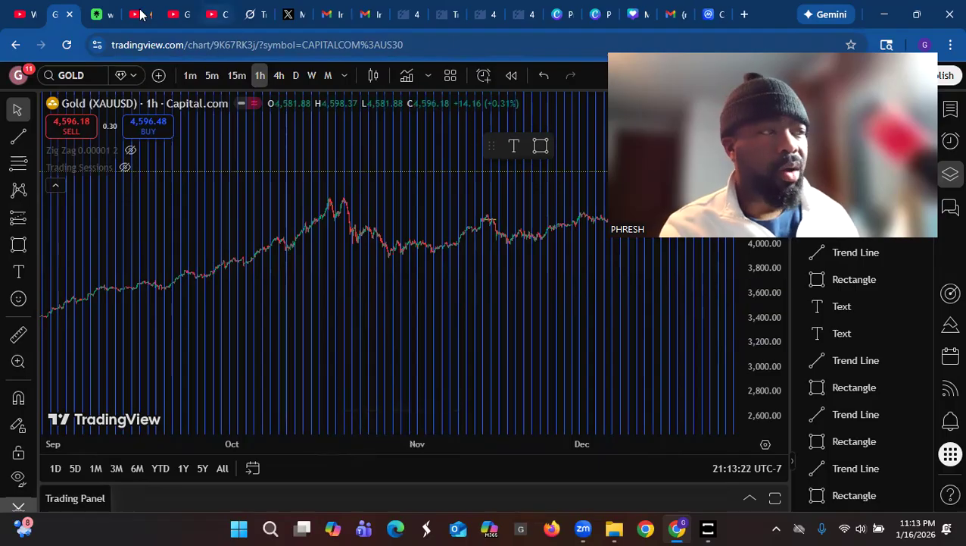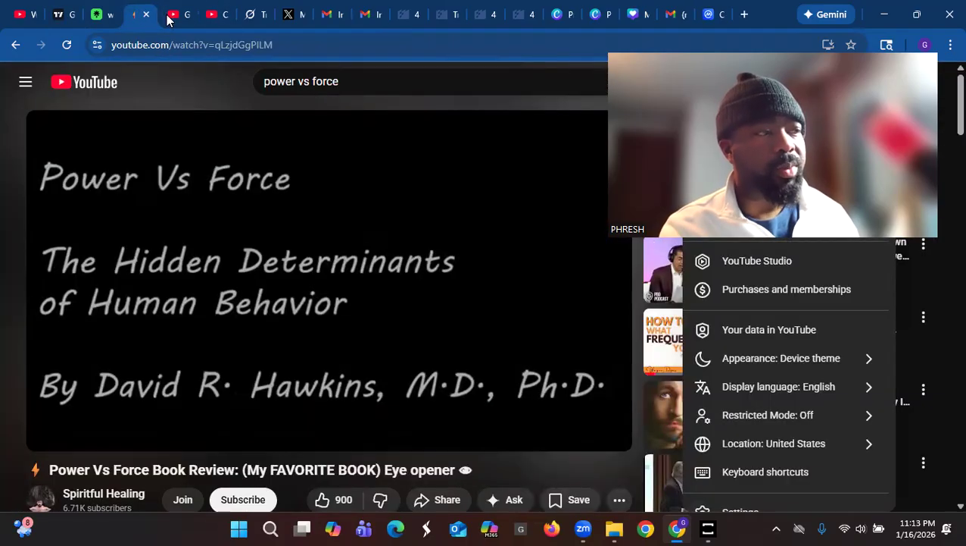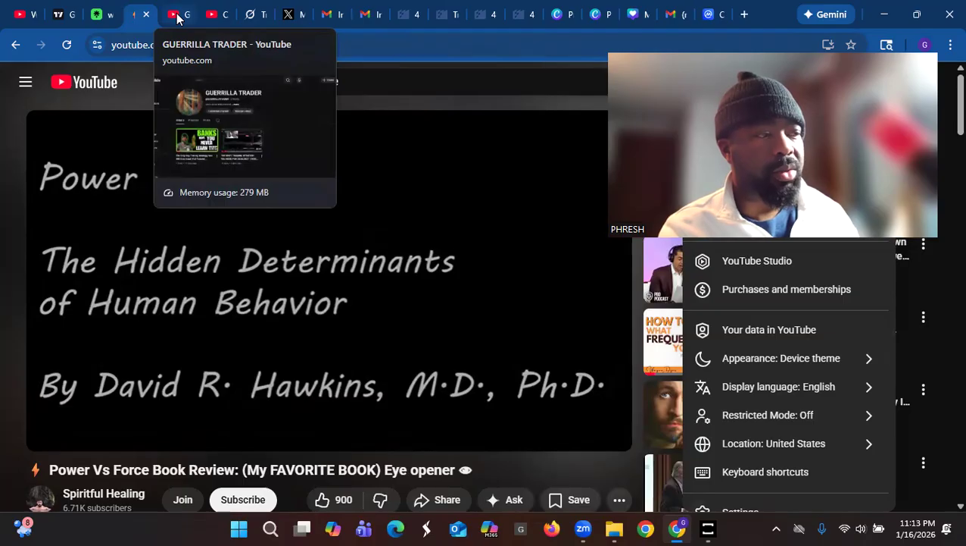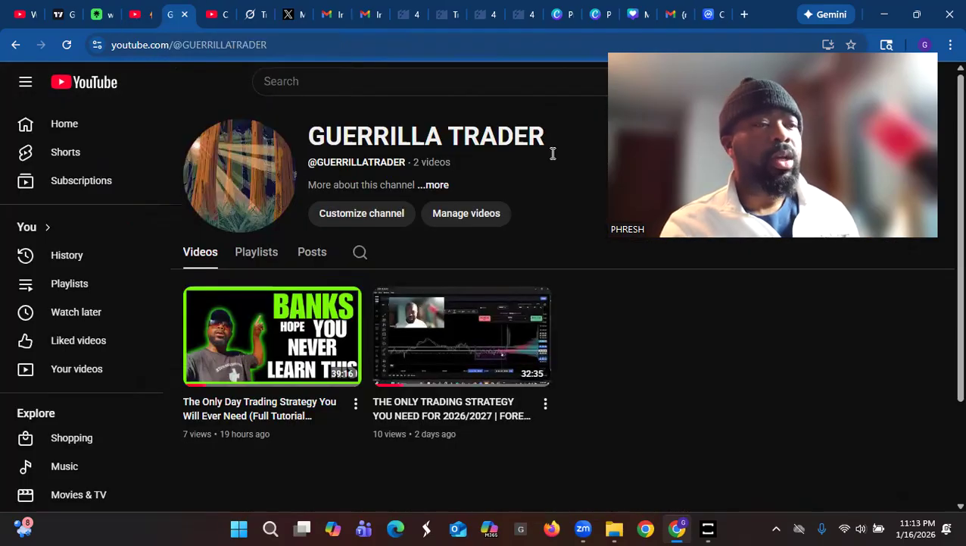I could keep going on and on about this, but I'm definitely going to be covering the book Power versus Force more and more. You see that, that's all I'm talking about. This is the strategy, you guys. I've been implementing this, and as I've been implementing this, it's been working. Find a strategy that works best for you.